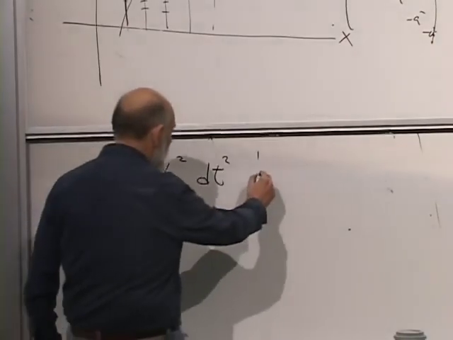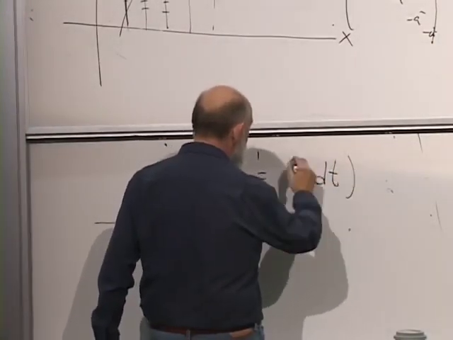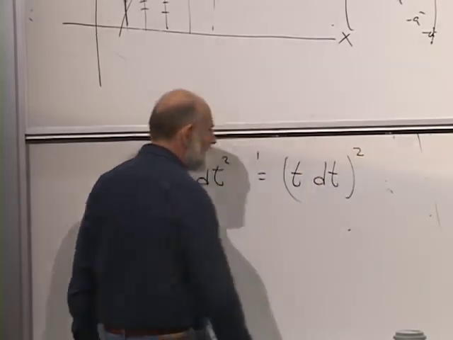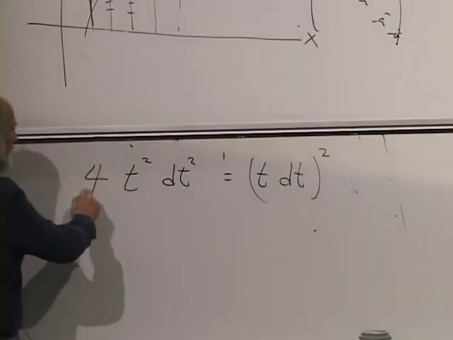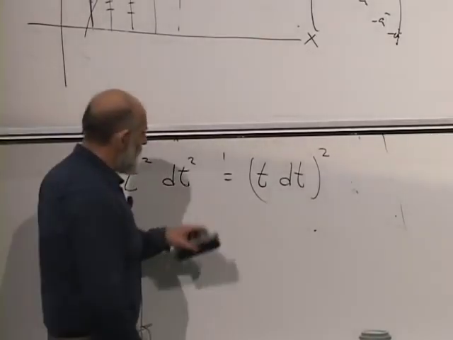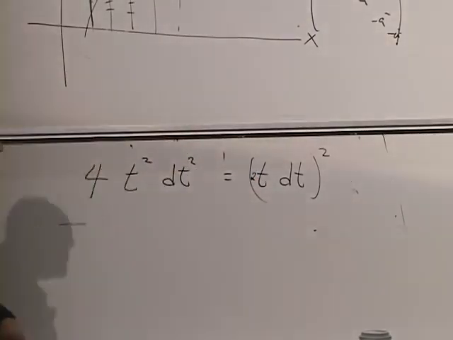This can be written another way. T dt squared, right? I'm going to put a 4 here just because you'll see why in a moment. That's twice t dt squared. What's twice t dt?